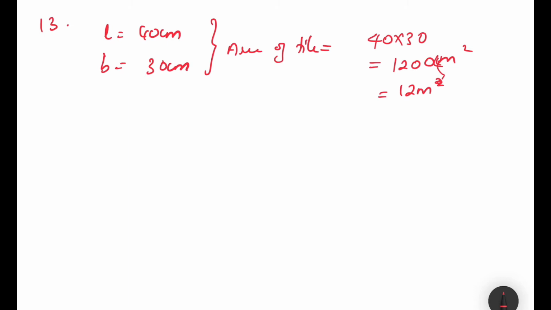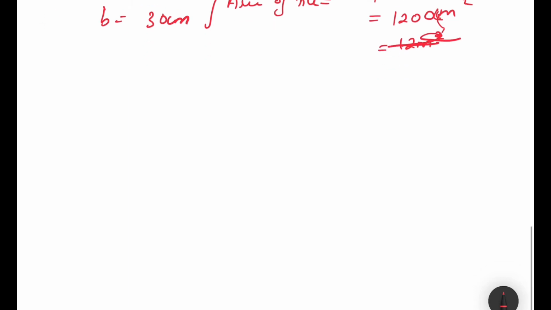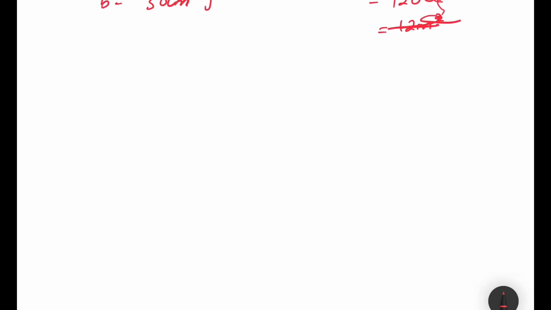1200 centimeter square, let us keep it like that, then we'll change it. Now area of the room we'll find out. Length of the room is 4.8 meters. Breadth of the room is 2.4 meters. So let me convert it into centimeter. 480 centimeter and 240 centimeter.